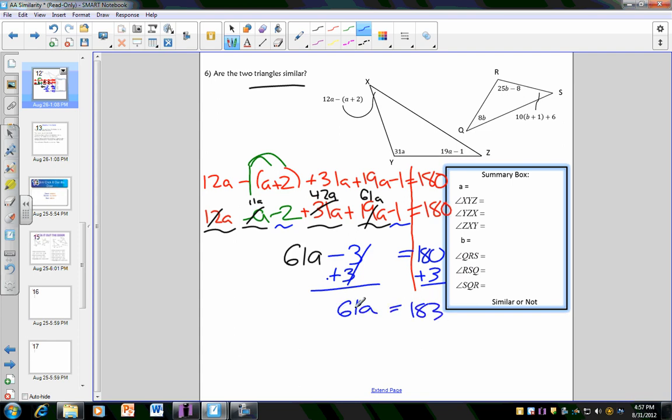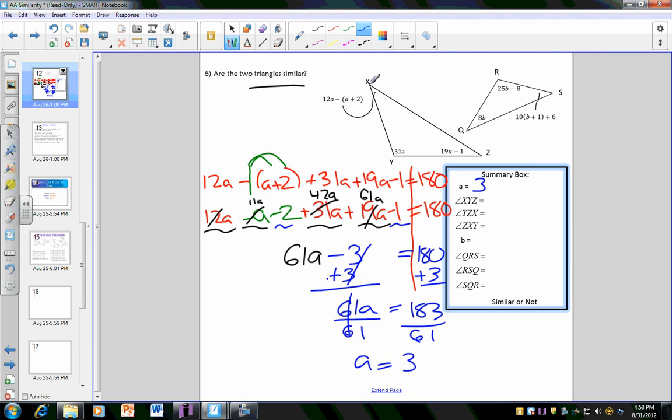61 times A, when they're touching, when they're multiplying, so I've got to divide by 61, and I'm going to let you know that this is 3. Okay, 61 times 3 is going to give me 183. So, A equals 3. Very good. We're 1/4 of the way there as far as work goes. Okay, I know what A is. A is 3. Now I've got to find out what the angle measures are.